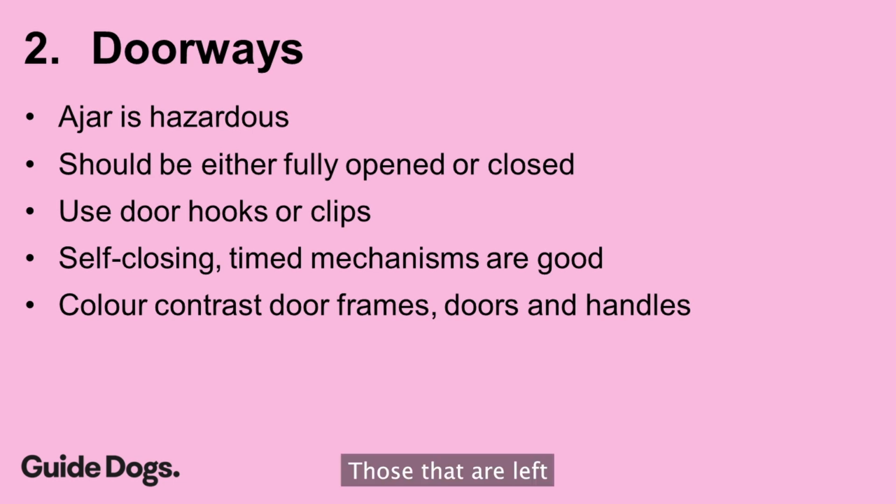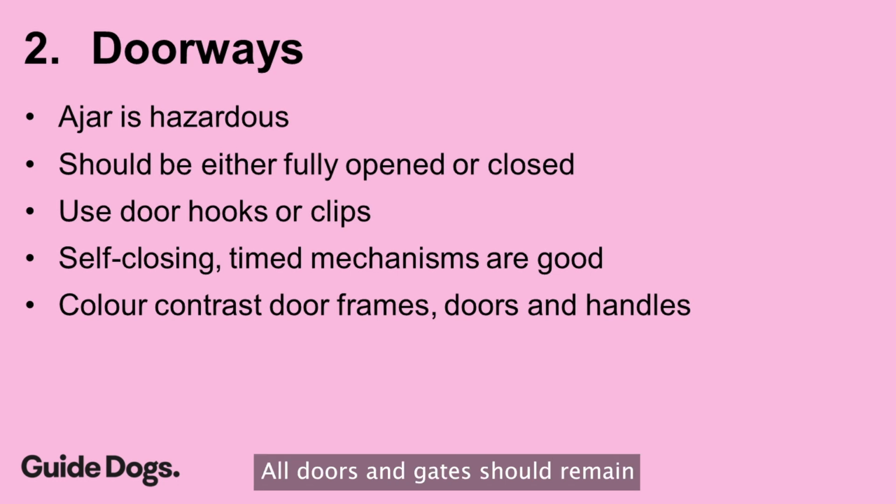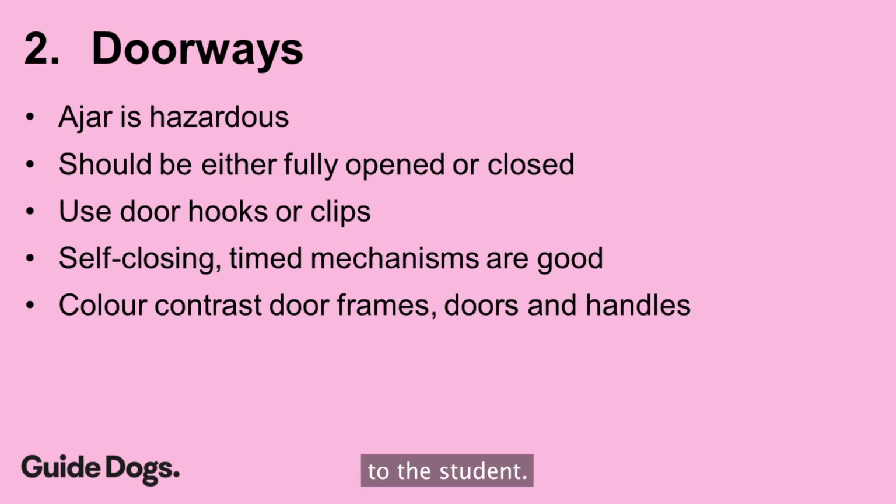Doorways. Doors that are left ajar can be potential hazards for a student with low vision. All doors and gates should remain either fully opened or fully closed. If door hooks or clips are available, they should be used to keep the doors open and secured. Self-closing mechanisms that control the speed at which doors can be opened and or closed may assist to reduce risk or injury to the student. Doors that contrast in colour to the door frame are easier to identify. Contrasting door handles in relation to the door are also advisable.